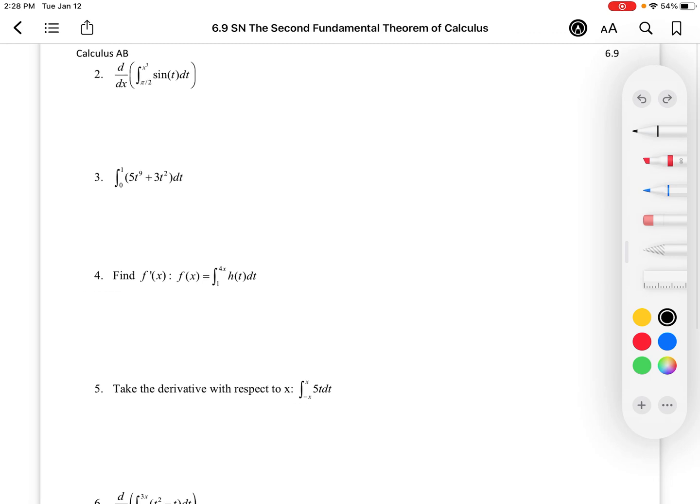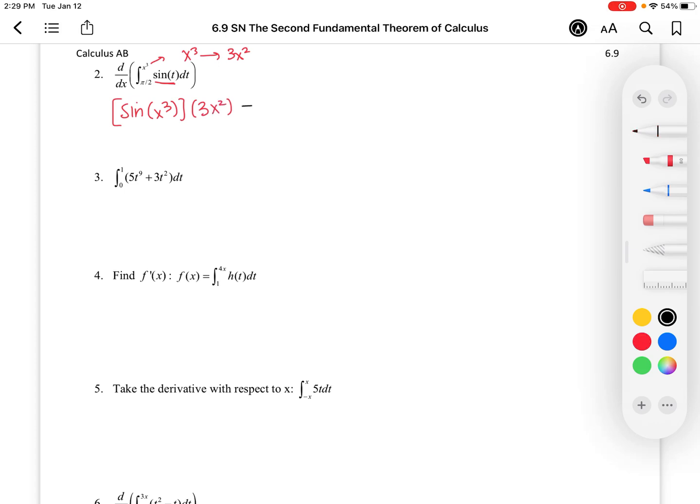Okay, so right here we're taking the derivative of this integral, so that means we're doing our second fundamental theorem of calculus. So I'm going to plug the top bound into my equation, so I'm going to have a sine of x cubed, and then I'm going to multiply that whole thing by the derivative of x cubed, which is 3x squared.